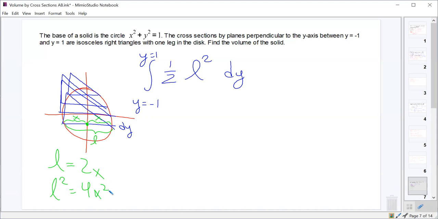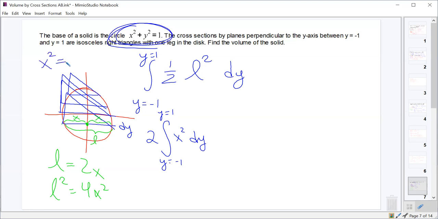So let's move forward with this. We're going to turn into y in a second. We're now looking at y equals -1 to y equals 1. We have the half times the L squared. The half times the 4 is just going to be a 2. And we're going to have an x squared in here. But it's now x squared dy, which is still not okay, right? We still need to turn it in terms of y. So how are we going to turn x squared into y? We have the circle equation. What is x squared equal? 1 minus y squared. Exactly.